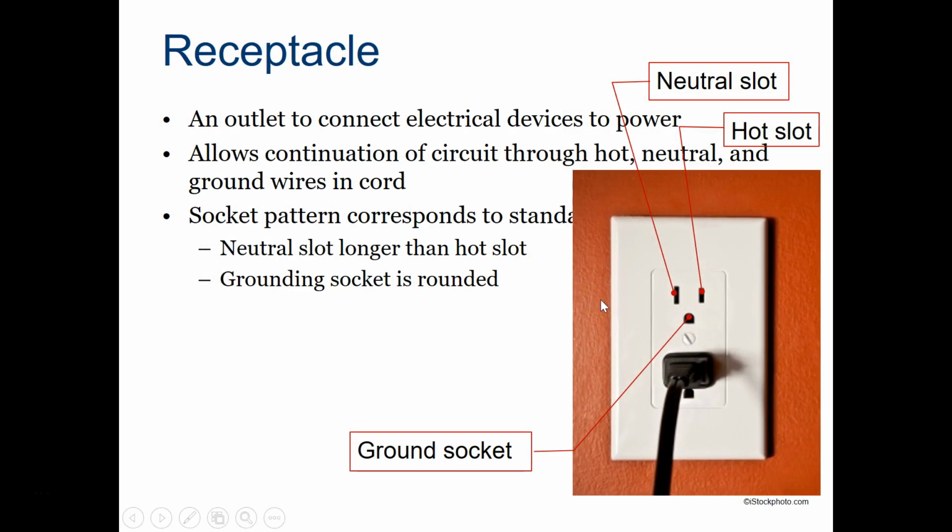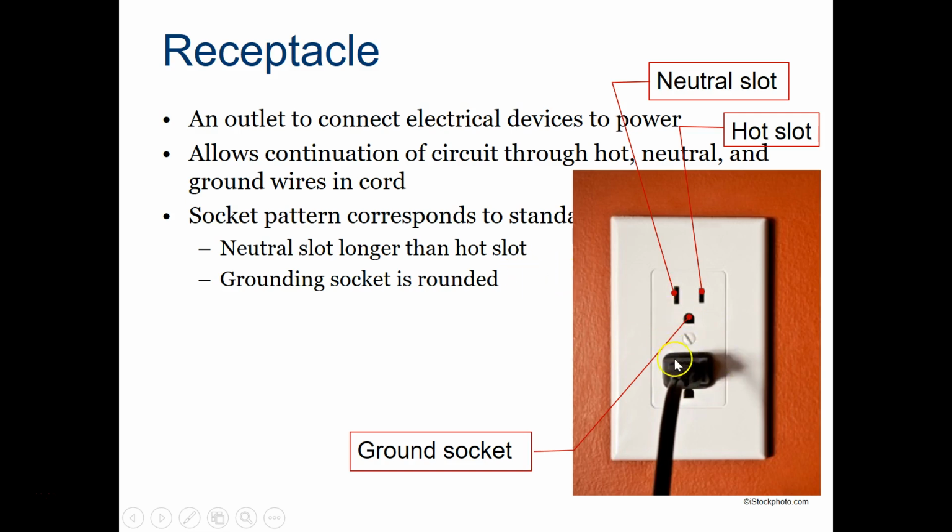A receptacle, you've all seen and used these before. You can see that they are identified. There's a bigger slot, typically on the left-hand side, that is the neutral wire, and then the hot side is on the right side, and then the bottom part in this one is the ground socket.